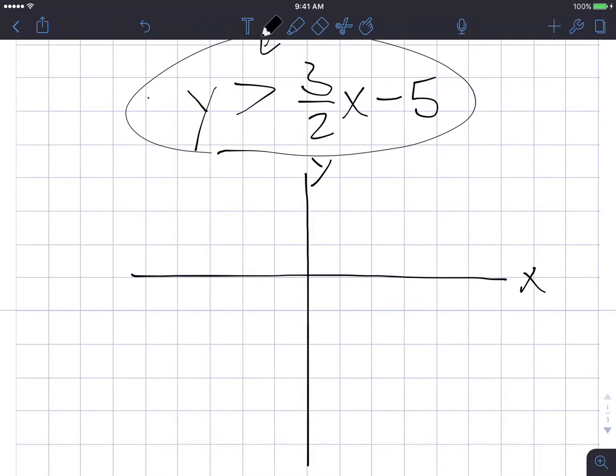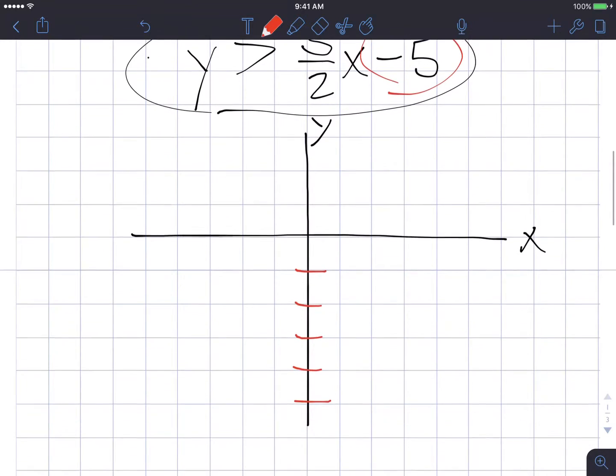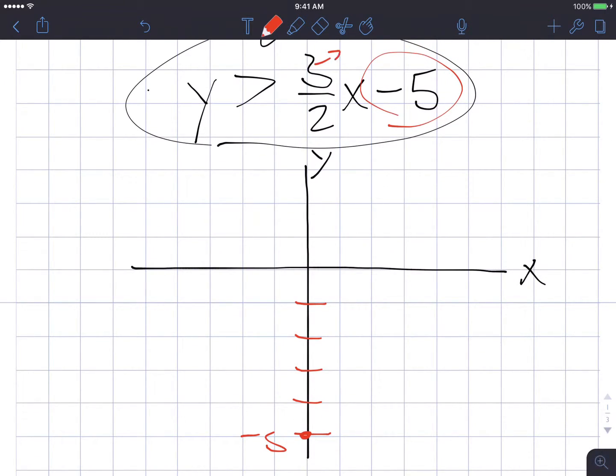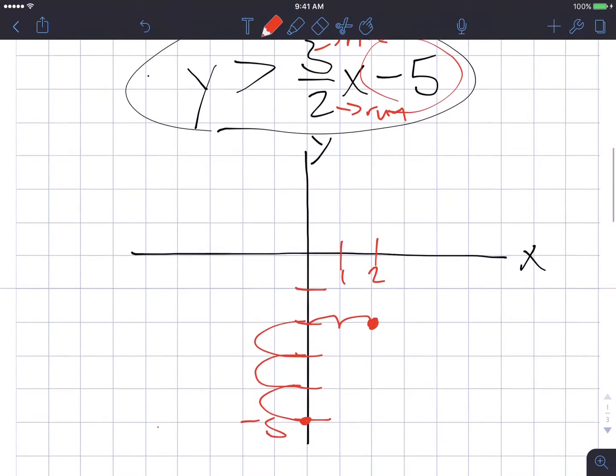And the first place we're going to start, and I'll use a different color ink, we're always going to start with the y-intercept, the number that's by itself. So we're going to start at negative 5. 1, 2, 3, 4, 5. Okay, that's negative 5. Now, according to this, we're going to rise 3, and we're going to run 2. So we're going to rise 3, 1, 2, 3, and we're going to run 2. 1, 2. And there's our point here.